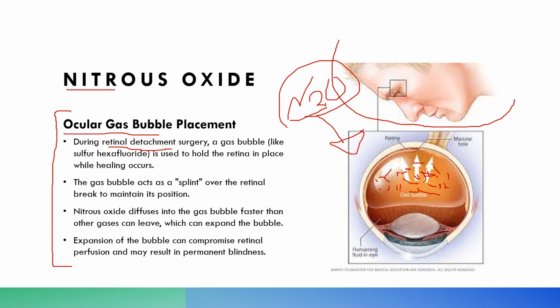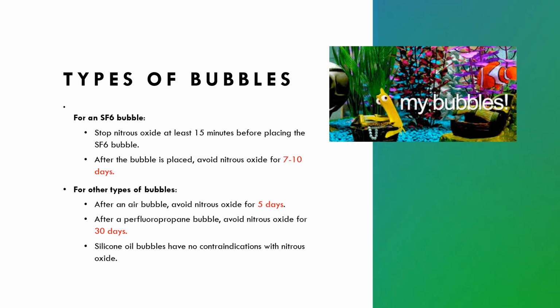But for boards, you guys need to remember some of these figures that we're about to talk about. So an SF6, which is the sulfur hexafluoride bubble, all right, we want to stop nitrous oxide at least 15 minutes before the bubble's placed to allow all that nitrous oxide to dissipate out of the body. And then after the bubble is placed, we're going to avoid nitrous for 7 to 10 days, okay? After just a regular air bubble, we're going to avoid nitrous oxide for 5 days. And then your perfluoropropane bubble is going to be your longest at 30 days, okay?